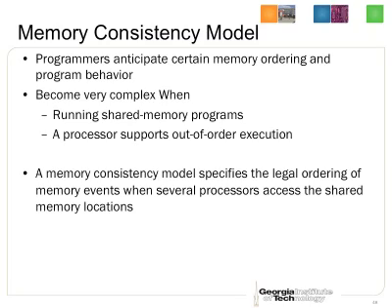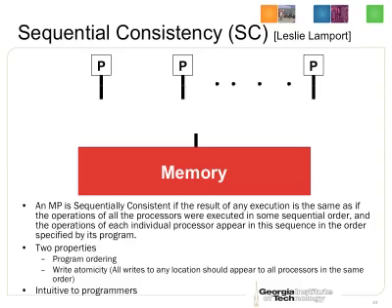So the programmers anticipate certain memory ordering and program behavior. But this becomes very complex when you have shared memory programs, and also when you have processors that may execute instructions out of order. So the memory consistency model we're talking about here specifies the legal ordering of memory events when several processors access the shared memory locations. That's the topic we're discussing here. There can be different memory consistency models, as you will see, but the very common one is sequential consistency.